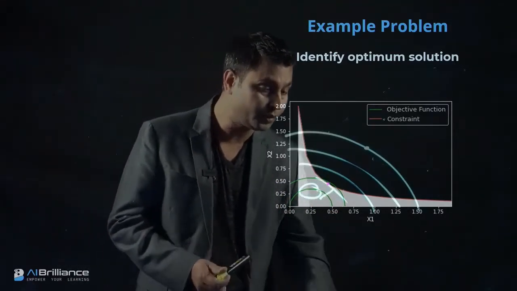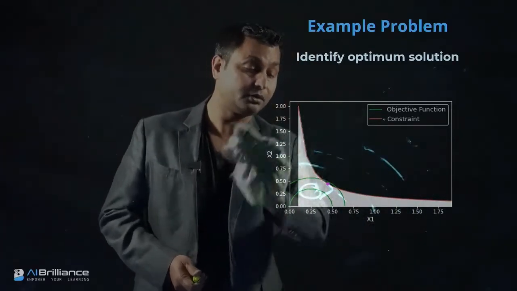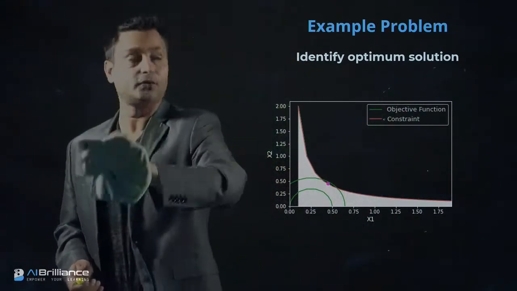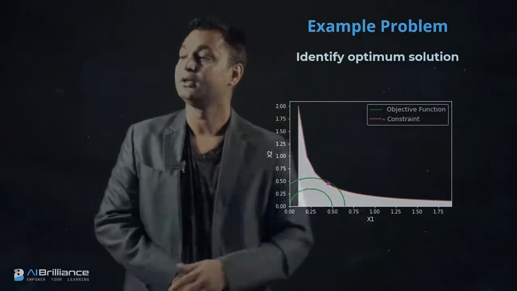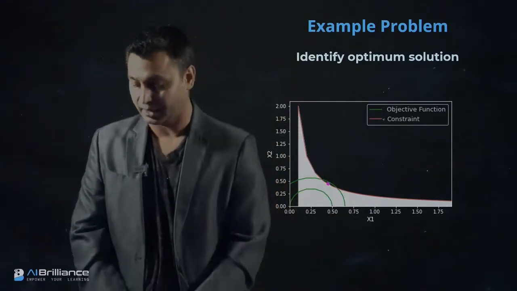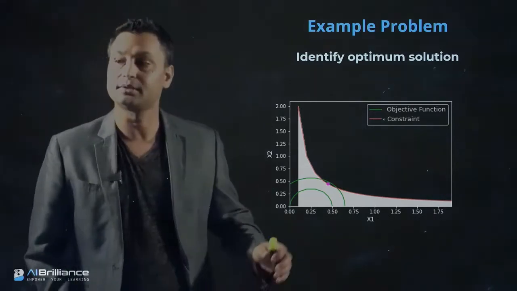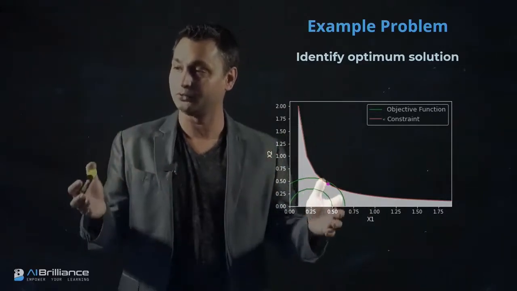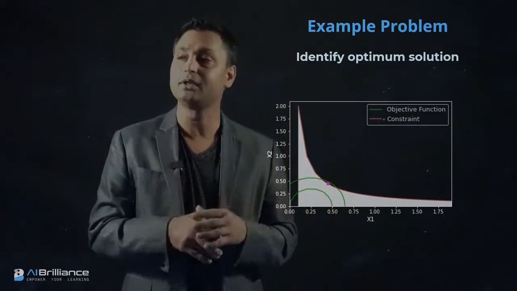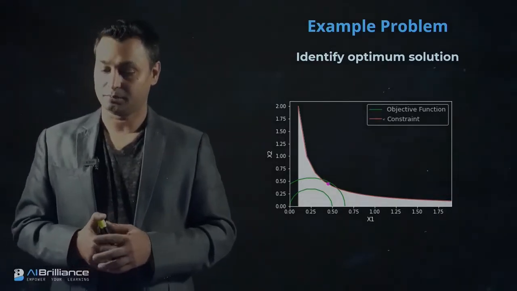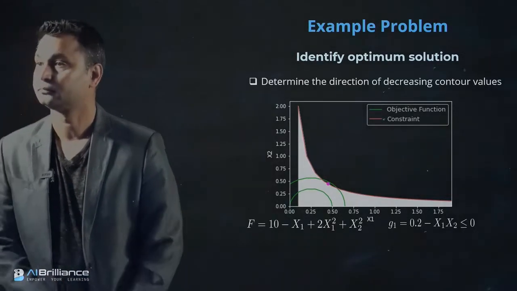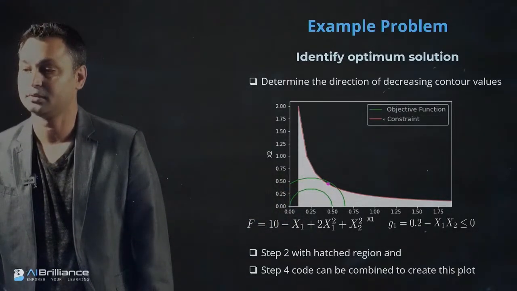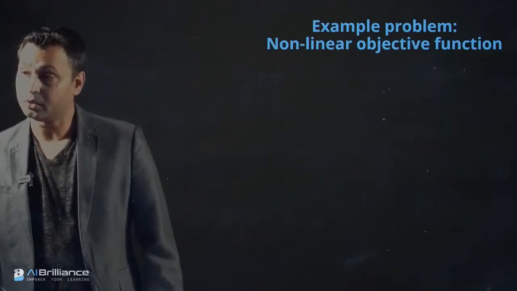This is how essentially you can solve non-linear problems using a graphical approach, with the same set of steps. The only thing you now need to think about in this overall problem is that you will have contours which are non-linear, not straight lines. They will be curvilinear, and that's what changes graphically when you are solving non-linear optimization problems. So this is what we do. You determine, and in step 2, with the hashed regions, you can combine different codes to also do some of this.